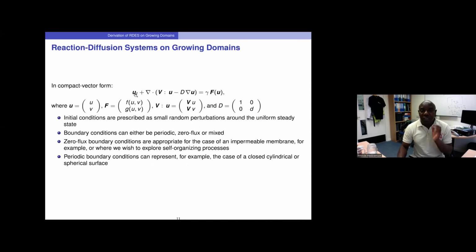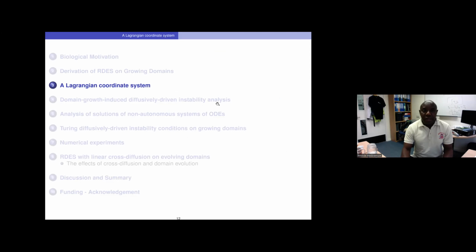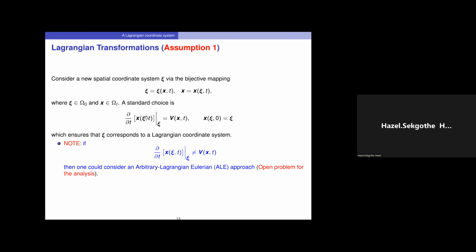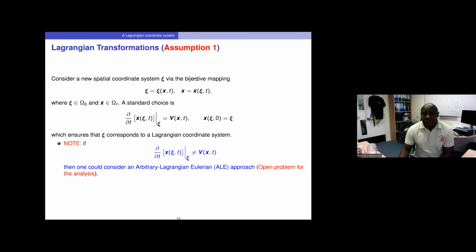For simplicity, I'm just going to write it in vector matrix form, in a compact form of this nature, and the notation is given here. And then it's easier for the analysis. I'm going to now map, as I said, this is the first assumption. I'm going to map my PDE onto a time-independent domain. I call it omega naught. And the assumptions are this psi, which is related to x through these bijective mappings. So a standard choice, and this is really the assumption that I'm making here. It's called assumption 1 here.